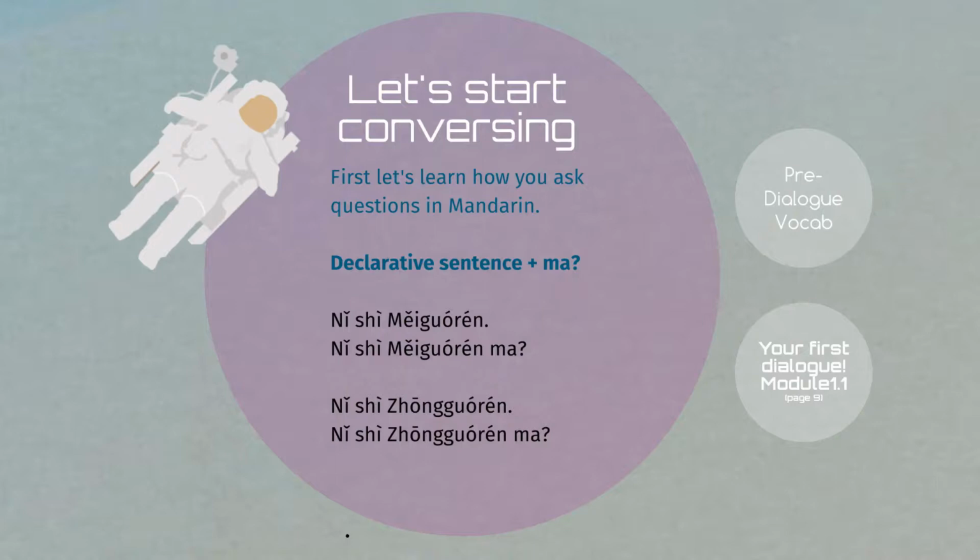你是美国人. You are American. 你是美国人吗? Are you American? 你是中国人. You are Chinese. 你是中国人吗? Are you Chinese?